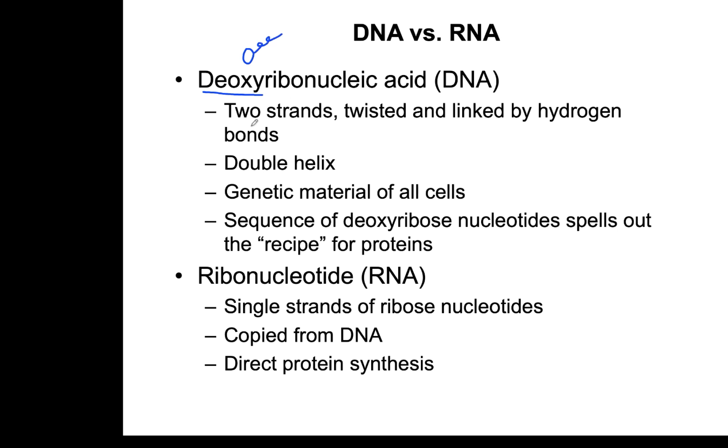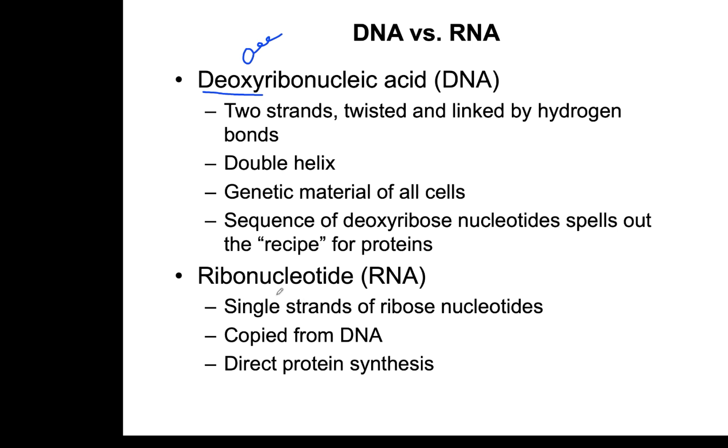DNA has two strands, twisted and linked by hydrogen bonds. It is a double helix, the genetic material of all cells. The DNA sequence spells out the recipe for protein. The primary structure of a protein results from the information in DNA.